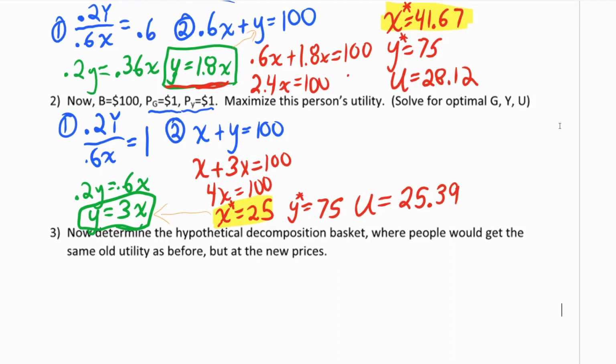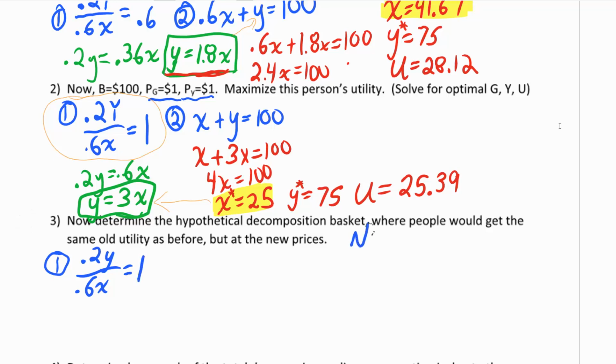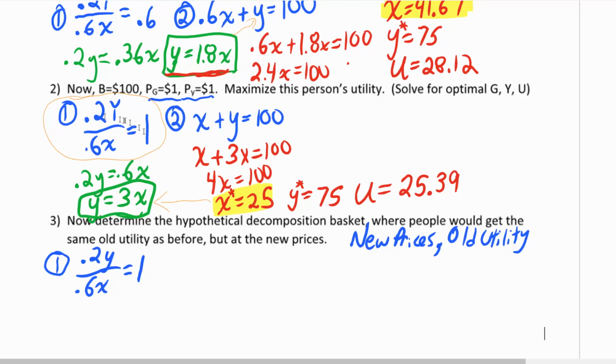So for the decomposition basket, this hypothetical thing, we set up 2 equations. First equation, same as before. So basically we're pulling this part out of the second part, because what we want to do is use the same marginal rate of substitution as always: 0.2y over 0.6x. And we set that equal to the ratio of the new prices. So this decomposition basket, we're thinking about new prices, what's going on. But what we want to do is get people to the old utility. So that's the first equation. Marginal rate of substitution, ratio of the new prices. Same thing we had here.